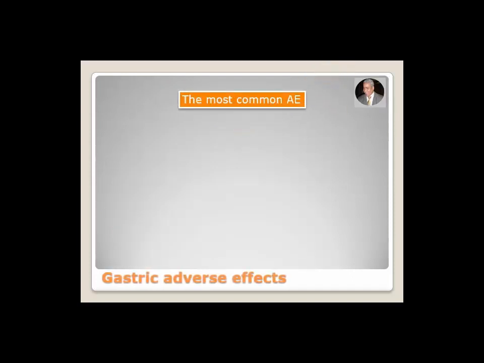Gastric adverse effects are the most common adverse effect of aspirin. They start with anorexia, especially if it is taken on empty stomach. Then, they may proceed to nausea and vomiting. The patient usually feels burning sensation, described as heartburn, because the cardiac opening of the stomach shares the same innervation as the heart.